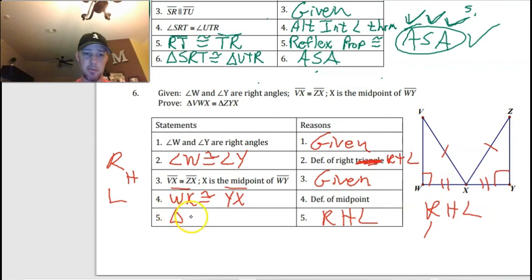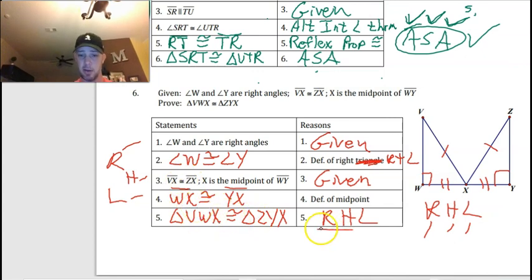So triangle VWX is congruent to triangle ZYX. And you may notice I just checked to make sure that I actually did use all these pieces here before, because I wouldn't be able to have this reason if I didn't show that I have a congruent right angle, a pair of congruent hypotenuses, and a pair of congruent legs.